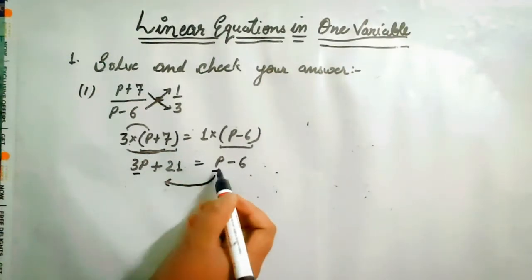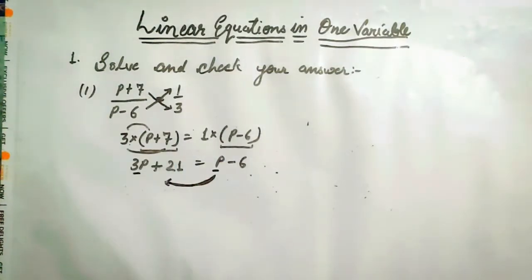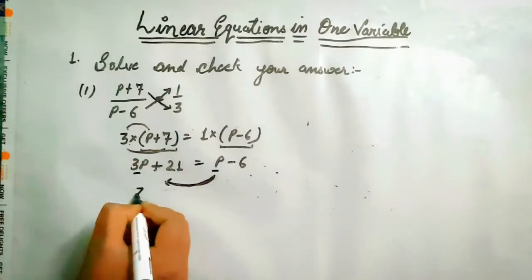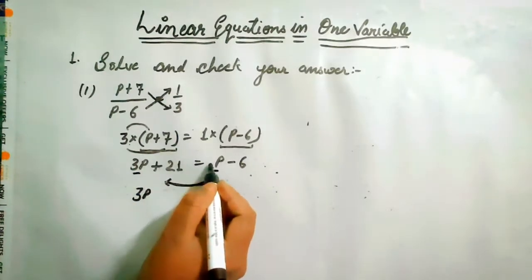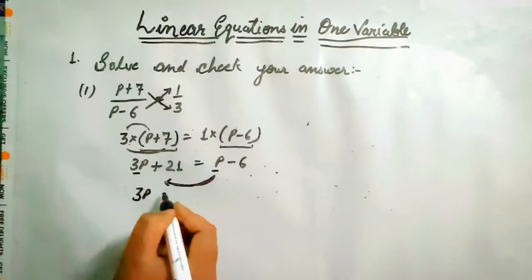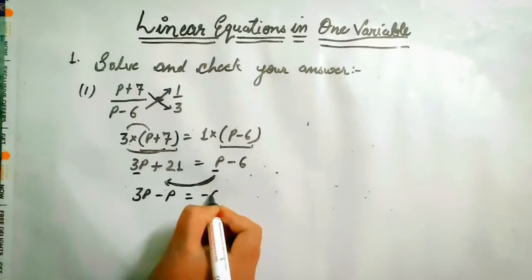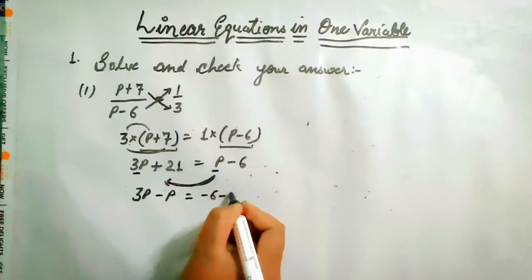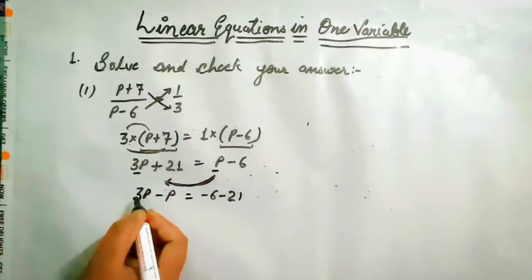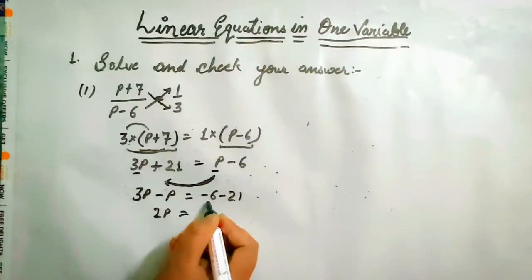So you know 3p and p are the like terms. So bring p to the left side. What will happen here? See 3p as it is. Then bring this p to the left. It is positive here, no sign is here means it is positive, and it will become negative. Minus p equals to minus 6 as it is because it was in right hand side, and bring 21 to the right side, it will become negative, so minus 21. 3p minus p will be 2p and minus 6 minus 21 will be minus 27.